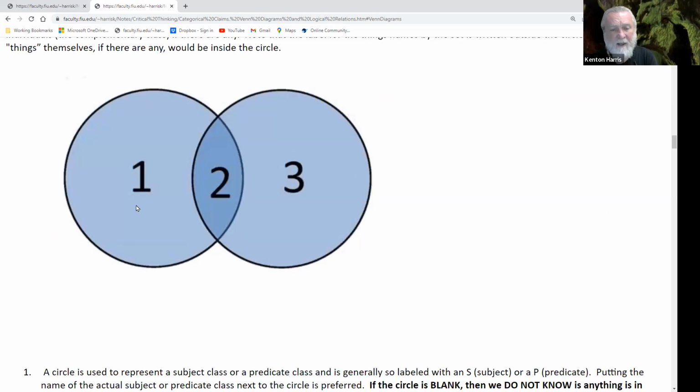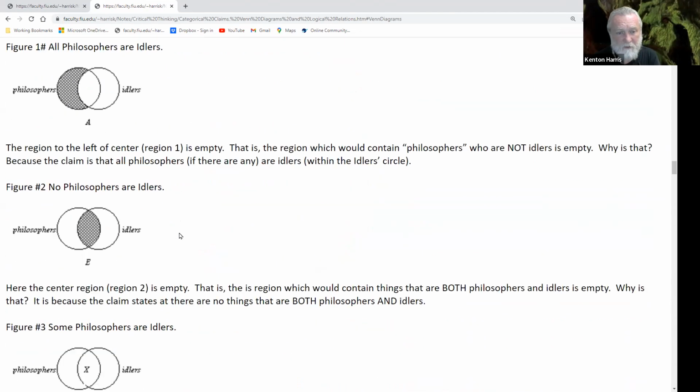So again, in an A claim, region 1 is shaded. In an E claim, region 2 is shaded. In an I claim, region 2 has membership, X. And in an O claim, region 1 has an X. And that's what these are right here.